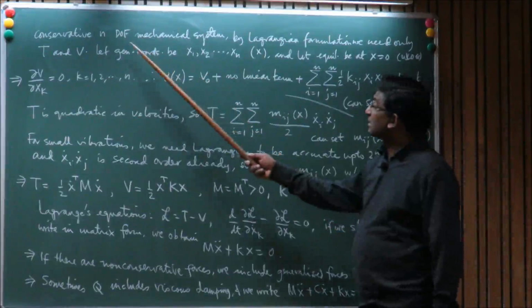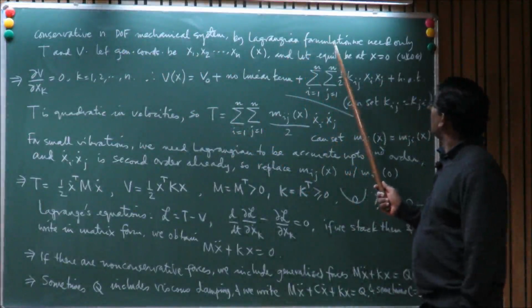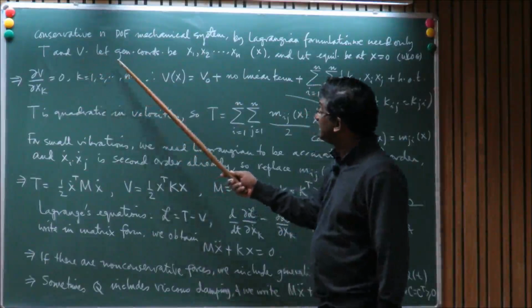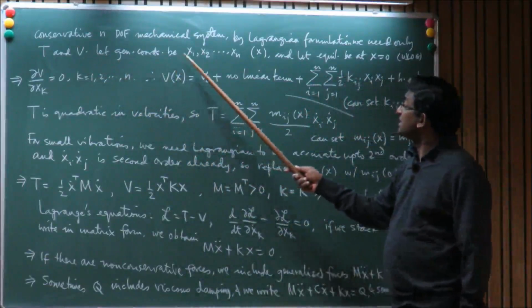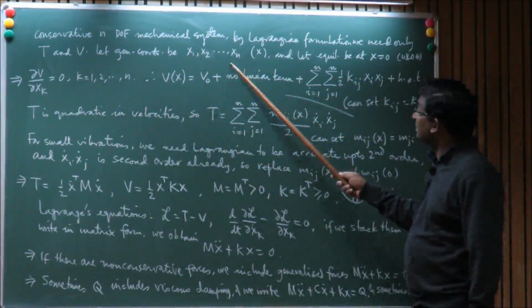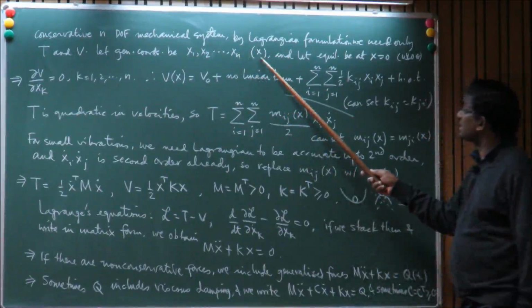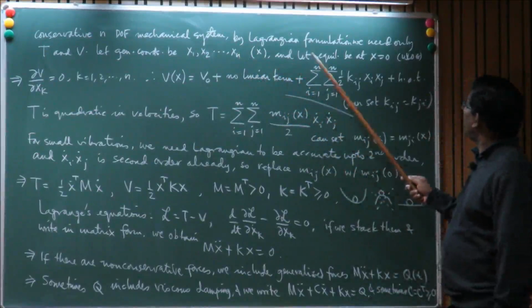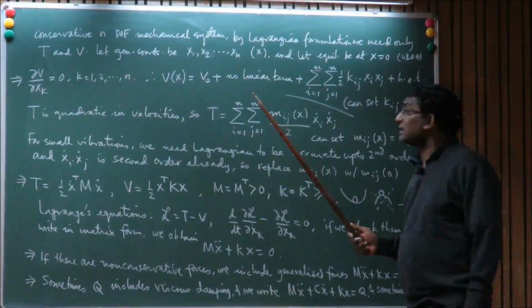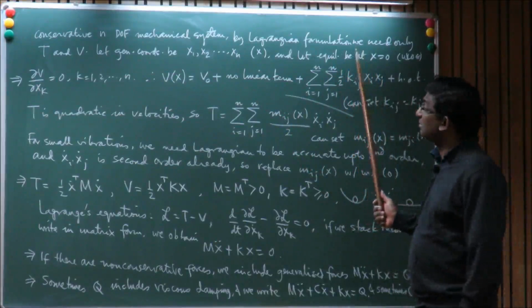Now let us consider a conservative n degree of freedom mechanical system using the Lagrangian formulation. So we will need only the kinetic and potential energies. Let the generalized coordinates be x1, x2 up to xn. When I write just x, I mean this set of all of them, or a vector or a column matrix. From the context it will be clear. And let the equilibrium be at x is equal to 0. This we can do without loss of generality because we can subtract the equilibrium values and define a new variable.